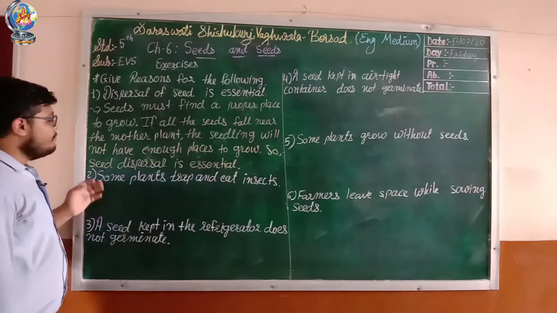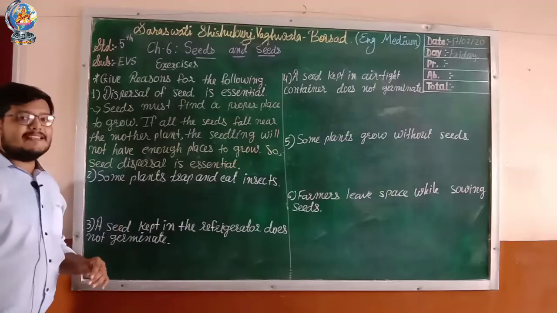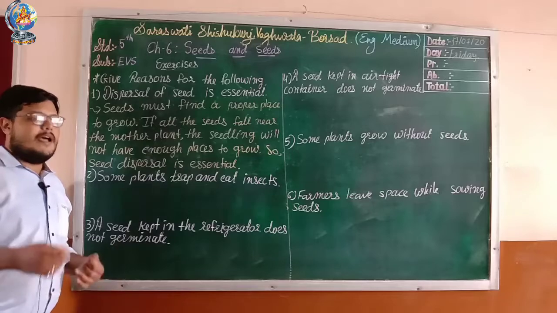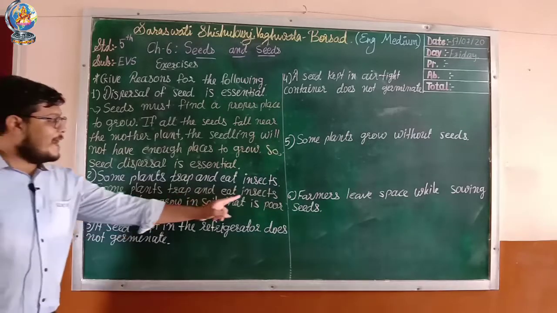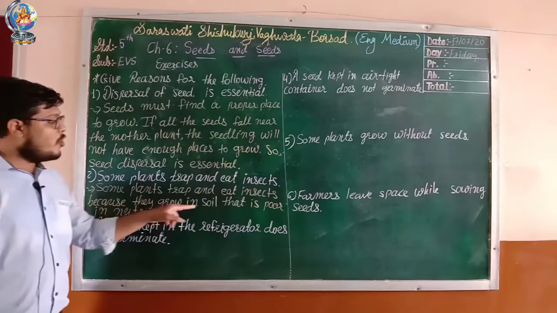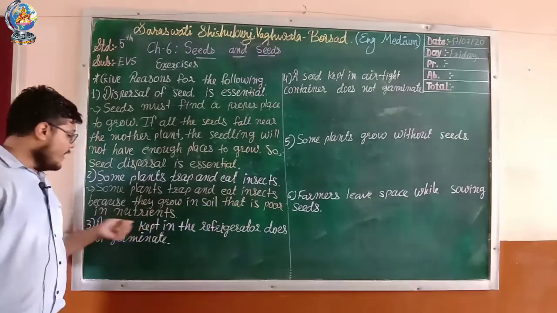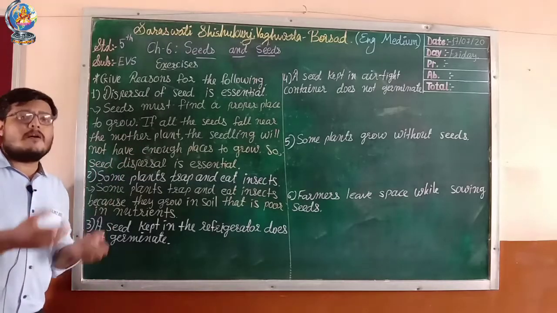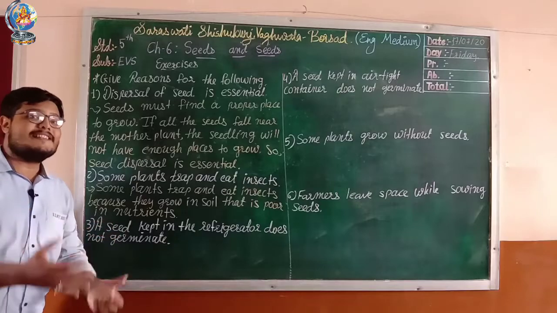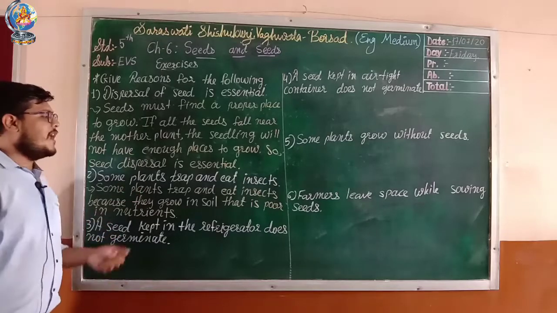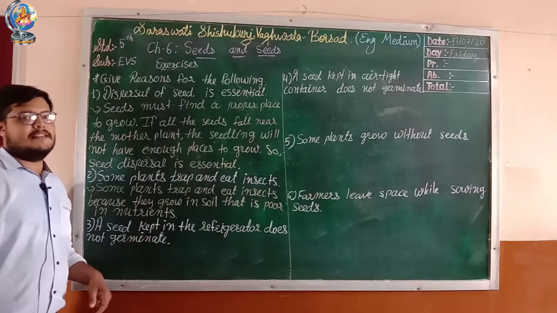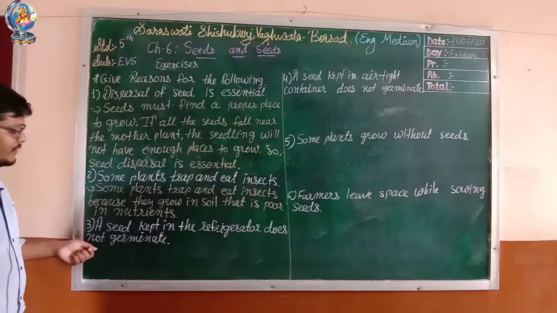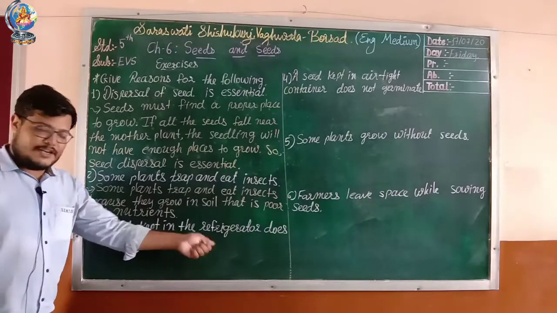Let's go for the second question. Some plants trap and eat insects. Two examples we studied. So why do they do so? Some plants trap and eat insects because they grow in soil that is poor in nutrients. This kind of plant grows in soil which is not full of nutrients, so they have fewer nutrients in them. That is why they have to trap insects and digest them, so they can get all nutrients from those insects.